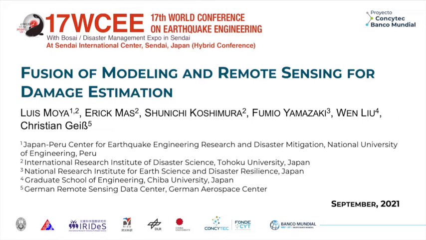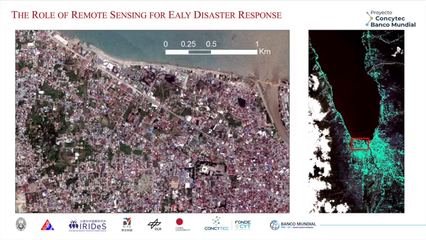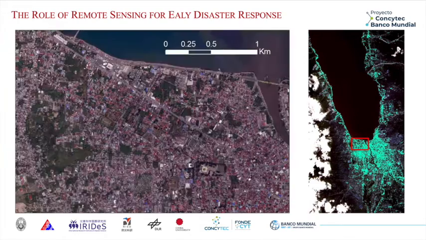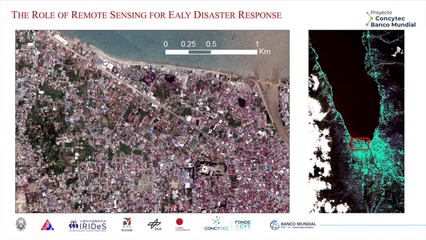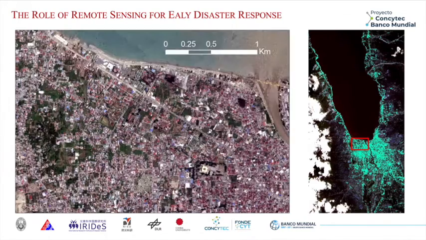I'm from the Japan Peru Center for Earthquake Engineering Research and Disaster Mitigation from the National University of Engineering in Peru. So today I want to show you my work regarding the automatic algorithms to detect affected buildings after a large-scale disaster. So this is what basically we use. We actually have two images recorded before and after a disaster, and my job is to identify which buildings were highly affected by that disaster.